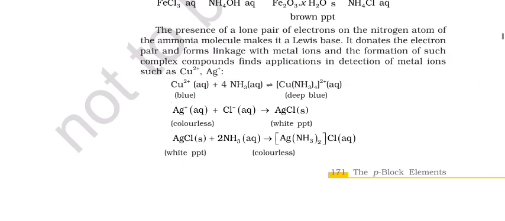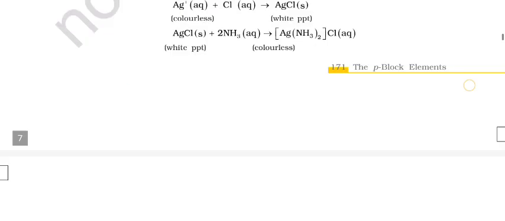The presence of a lone pair of electrons on the nitrogen atom of the ammonia molecule makes it a Lewis base. It donates the electron pair and forms a linkage with metal ions, and the formation of such complex compounds finds application in the detection of metal ions such as Cu2+ and Ag+.